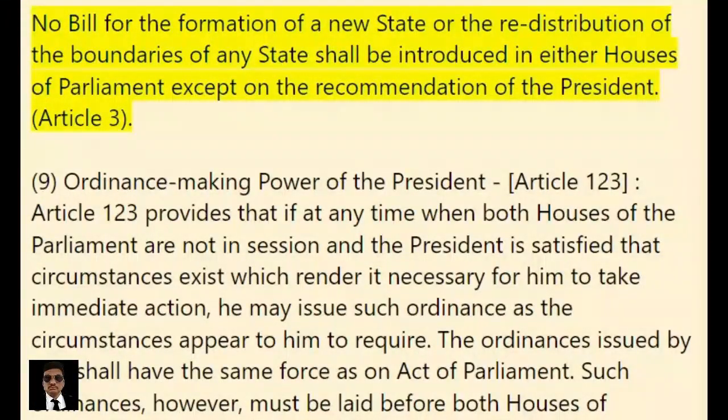No bill for the formation of a new state or the redistribution of the boundaries of any state shall be introduced in either House of Parliament except on the recommendation of the President. Article 3.